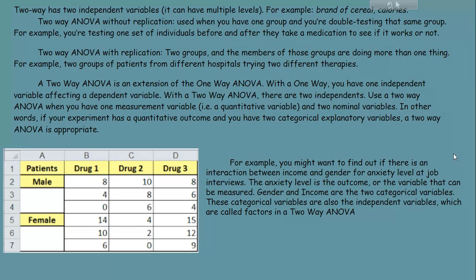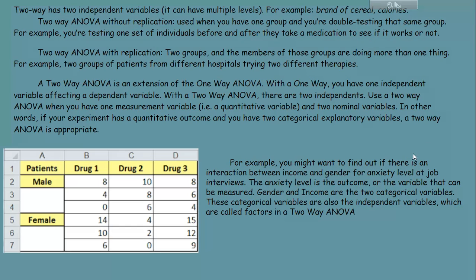And a two-way ANOVA is an extension of a one-way ANOVA. With a one-way, you have one independent variable affecting the dependent variable. With a two-way, there are two independents. So those are the two things to really understand the differences there. And we use a two-way ANOVA when you have one measurement variable, and that is a quantitative variable, and two nominal variables. In other words, if your experiment has a quantitative outcome and you have two categorical explanatory variables, a two-way ANOVA is more appropriate.